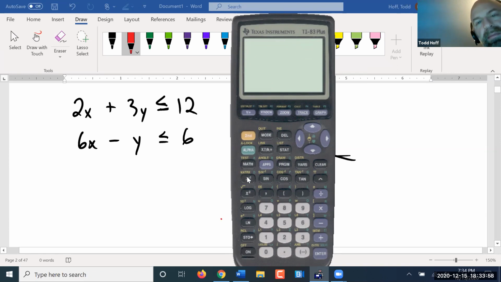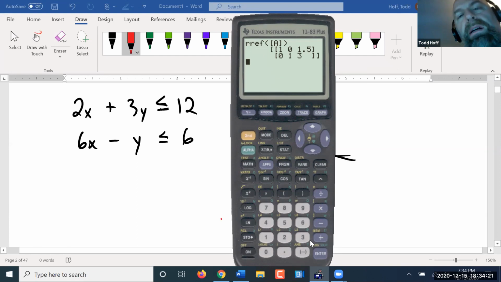Then I'm going to do second matrix, math. And I'm going to go all the way down here to RREF. RREF stands for reduced row echelon form. Then I'm going to do second matrix again and select the name A. I want to find the RREF of matrix A. That's where I put these equations.